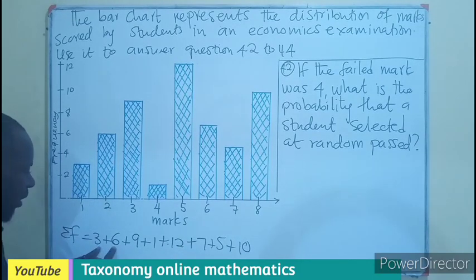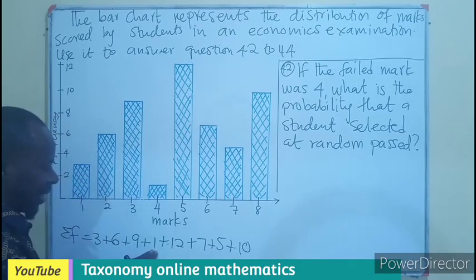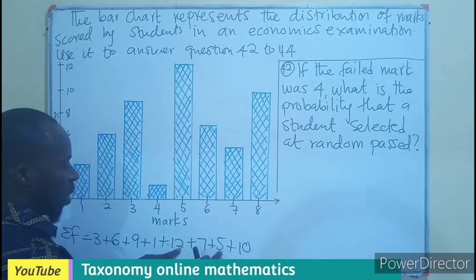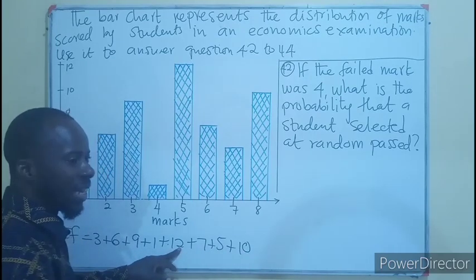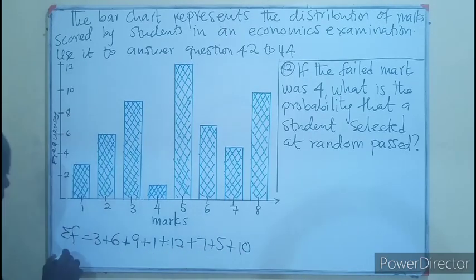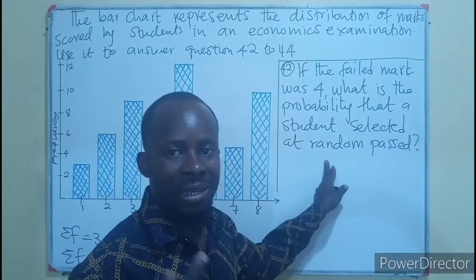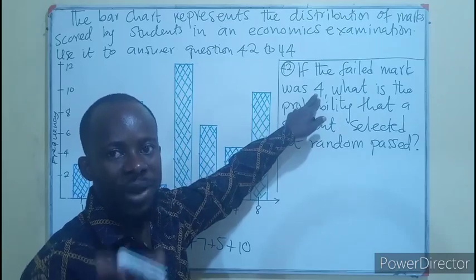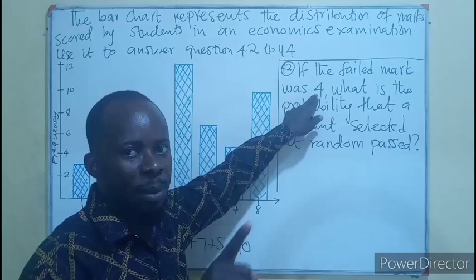We know this is going to be 9 plus 9. That will be 18. This will be 19. 19 plus this will have been 31. 31 plus 12 will have been 43. Then plus 10, 53. So our sigma f will be 53, which in this case under probability will be what? Sample space. Okay. Now, if 4 is the fail mark, it means that those who get 5, 6, 7, 8 are the people who pass.